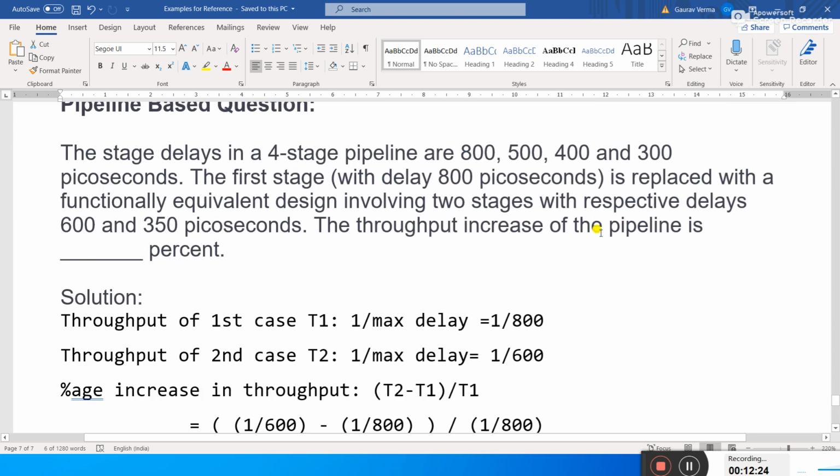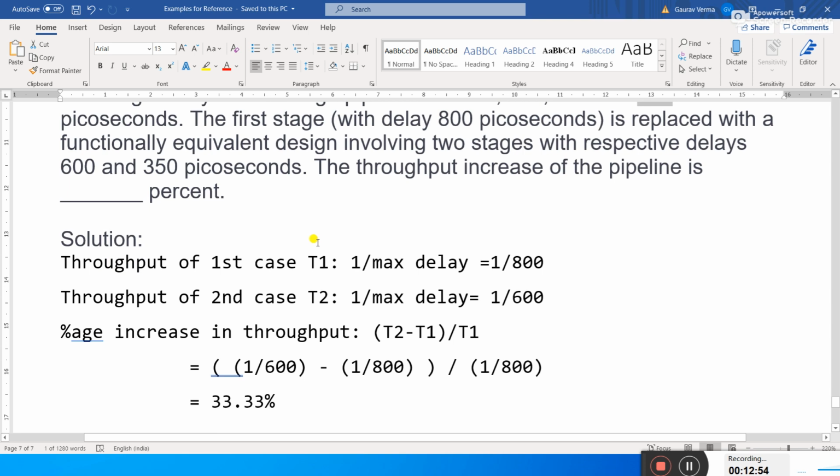Next is a pipeline-based question. In this case we have a 4-stage pipeline, for example 800, 500, 400 and 300 picoseconds. Likewise, this example may come, or he may provide you another example also. We already know that our pipelines are divided into some stages. For example, the first stage takes 800 picoseconds, the second stage takes 500, the third stage takes 400, and the fourth stage takes 300 picoseconds.